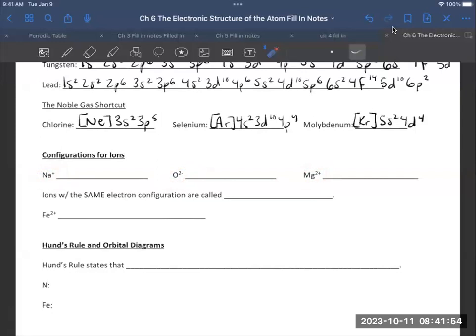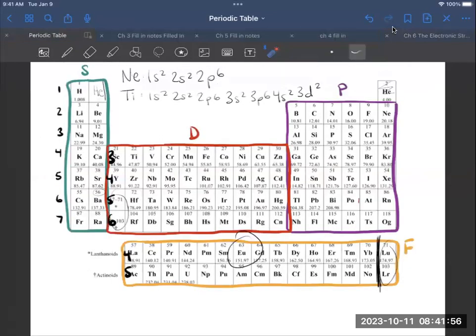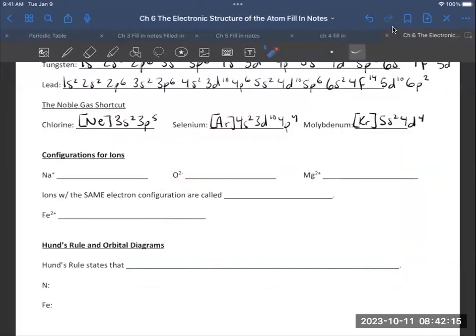So sodium 1 plus, let's take a look at the periodic table. Sodium looks like this right now with 11 electrons. However, if it has a plus charge, it has lost 1 electron, which means it's going to be 10 electrons. So the electron configuration for sodium 1 plus is going to be the same as that of neon. So it'll be 1s2, 2s2, 2p6, because that 1 electron is gone.